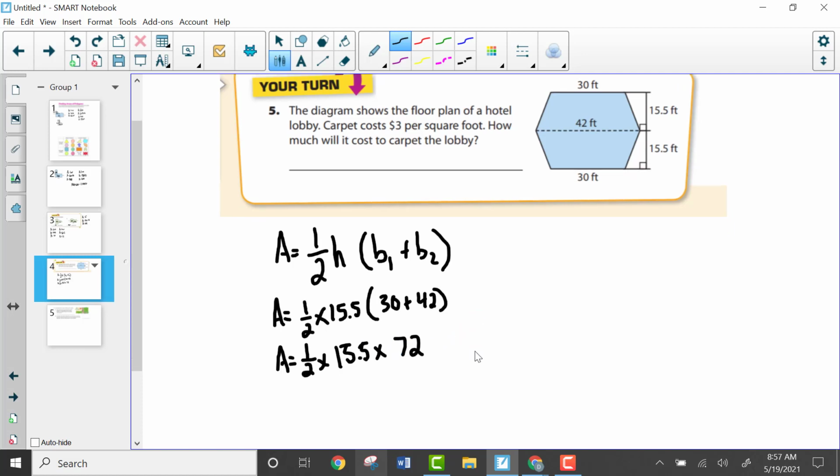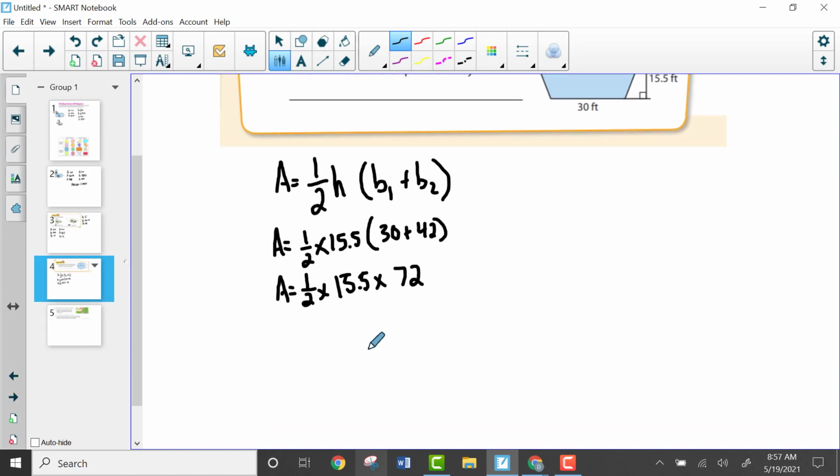And now what we can do is just keep multiplying from left to right. We have 1/2 times 15.5, and that's going to give us 7.75, or 7 and 75 hundredths, and we're going to multiply that by 72, and that is going to give us 558.